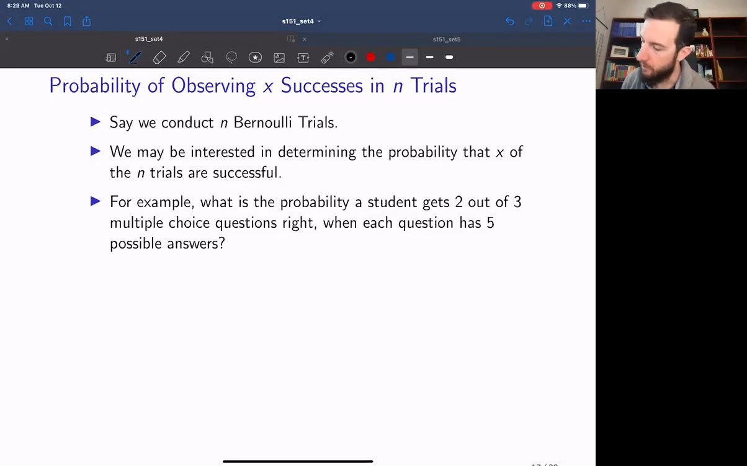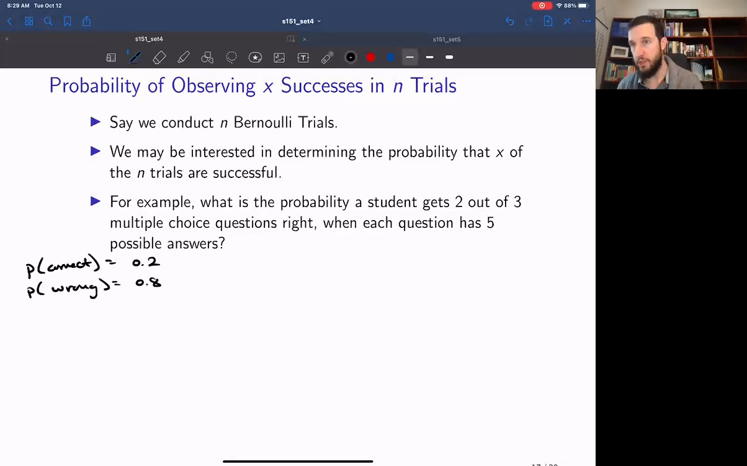Okay, so first we can say P(correct) is equal to 0.2, and P(wrong) is equal to 0.8. So again, for each question, we have a 20% chance of getting it right and an 80% chance of getting it wrong. The assumption again here is that you know nothing about the material. If you start studying for the test, it's going to change these probabilities per question, and it's no longer binomial. But we're assuming that you know nothing about the material and you're guessing.